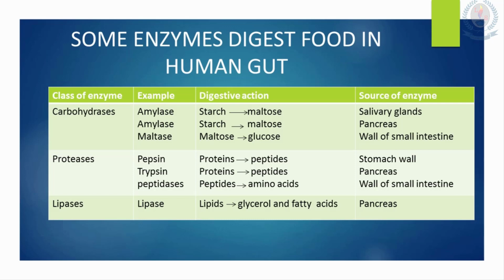Maltase is present in the wall of the small intestine, so it is secreted from the wall of the small intestine. And then proteases. Pepsin is present in the stomach wall, and it will break down proteins into peptides. There's another enzyme in the pancreas called trypsin, which will also convert proteins into peptides. And there's another enzyme in the wall of the small intestine called peptidase. Peptidase will break down peptides into amino acids. And then lipases. Lipase enzymes are normally present in the pancreas, and they will break down lipids into glycerol and fatty acids.